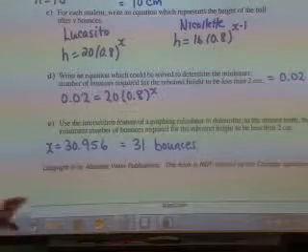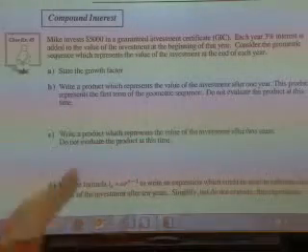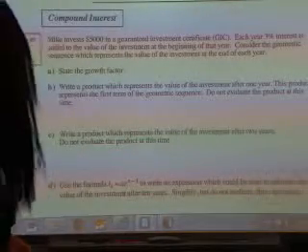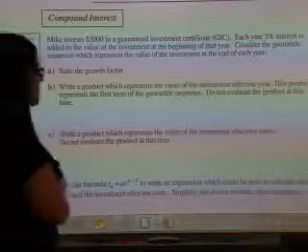Okay? So then the last example. Mike invests $5,000 in a GIC, which is a guaranteed investment certificate. Each year, 3% interest is added to the value of the investment at the beginning of that year. Consider the geometric sequence which represents the value of the investment at the end of the year.